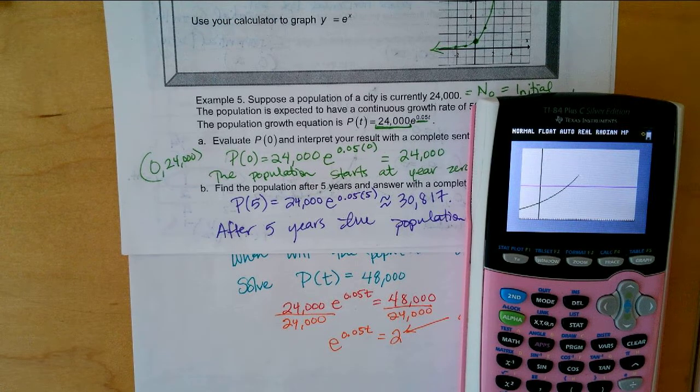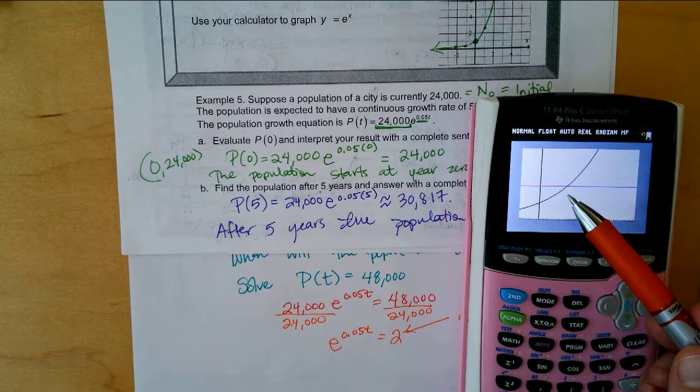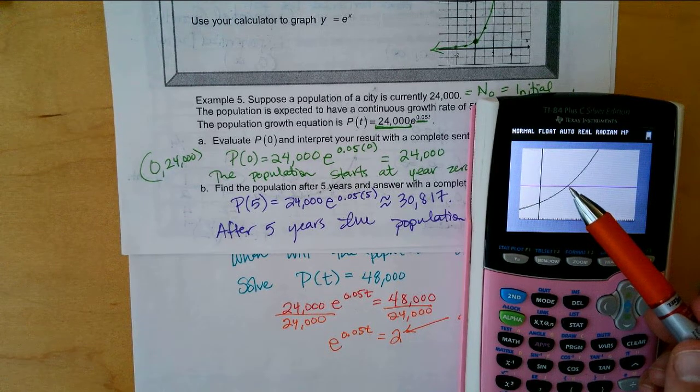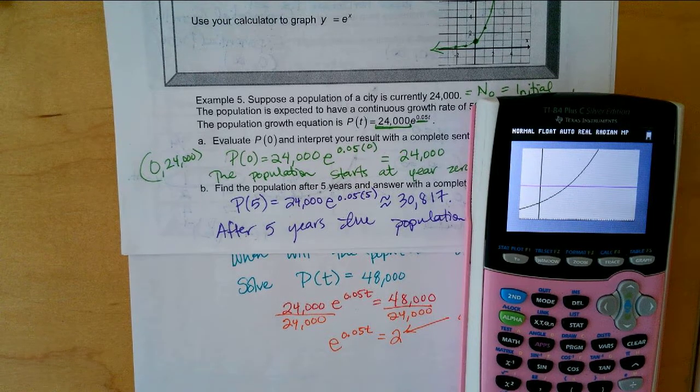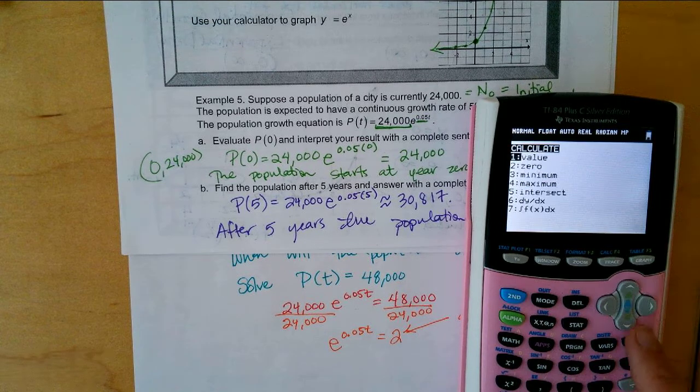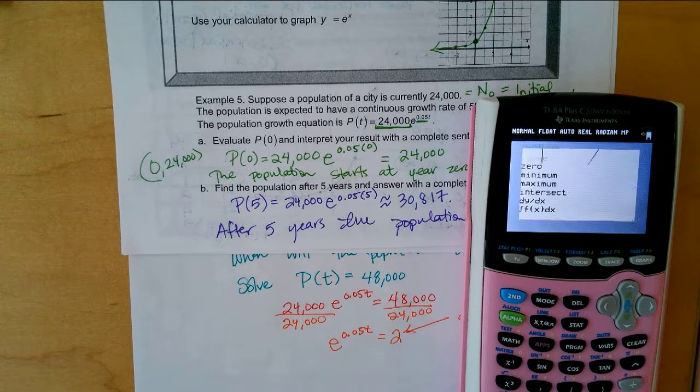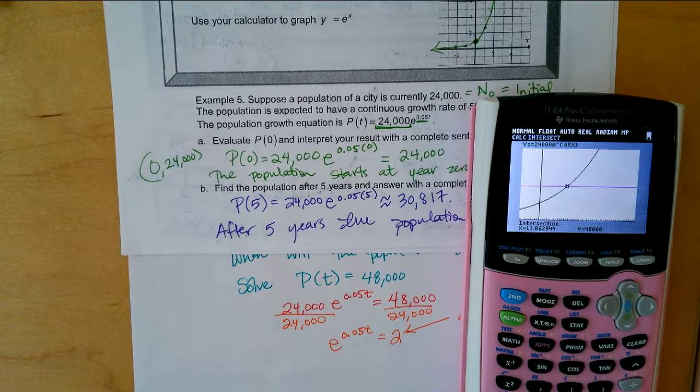Eventually, they're crossing. So that point right there, if I can find that point of intersection, I will know when the population has doubled. I will know my x value. How would I find that point of intersection? Any ideas? Second, calculate. Is there a button on here that gives me the intersection? Intersect. Is this my first line? Yes. Is that my second line? Yes. Is that a guess? Yes. So you push enter 3 times. So x equals 13.86. Let's round it off to 13.86.